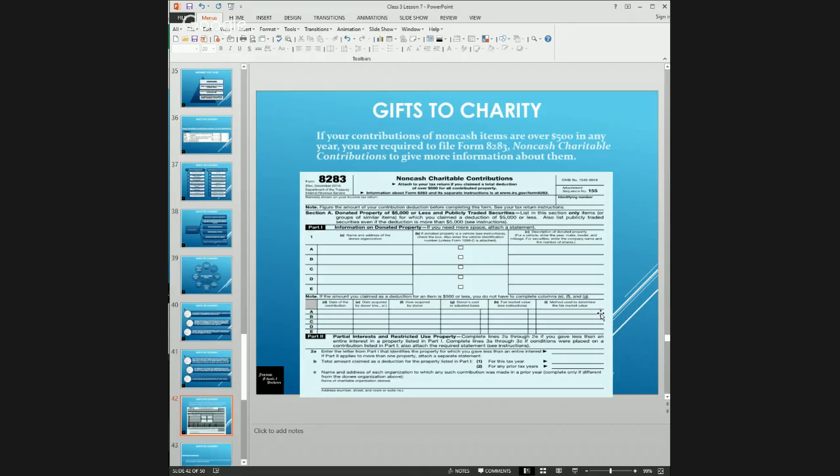In the event that your non-cash items are over $500 a year, then you would need to complete Form 8283. And this does ask for significant details, including descriptions of the items that were donated, in addition to the amount, and how those items were acquired originally. Was this from a gift? Was it an inheritance, or was it originally purchased? And what the value was at the time that it came into your possession. So if you go over $500, there is an extensive questionnaire that must be completed.